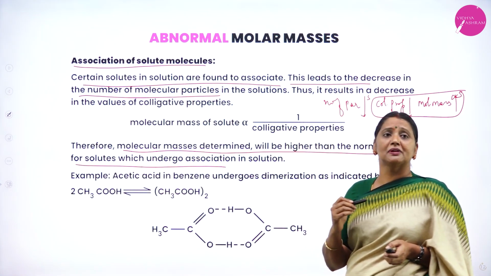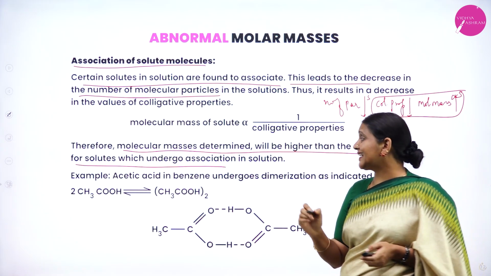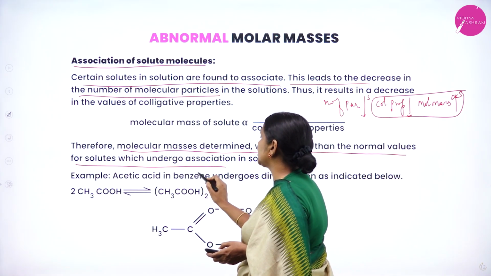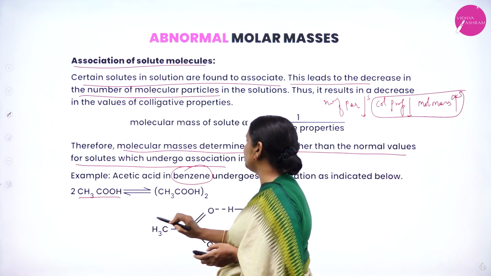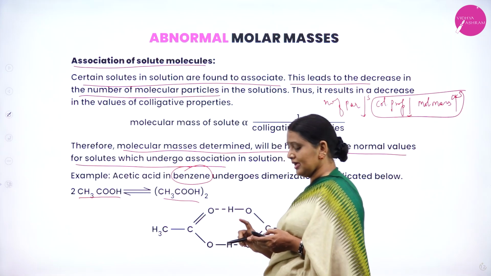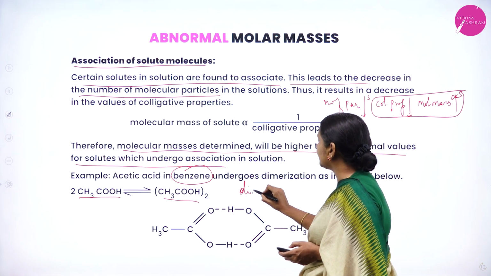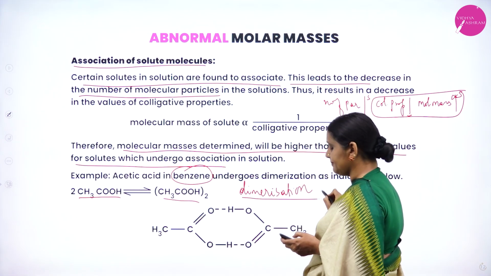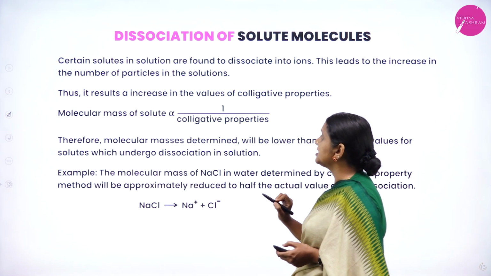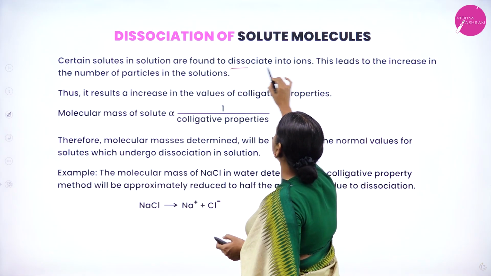A very good example of association: acetic acid undergoes association in the presence of benzene. Take two molecules of acetic acid, and they become one. When two molecules combine, it is called dimerization. It is called what? Dimerization.